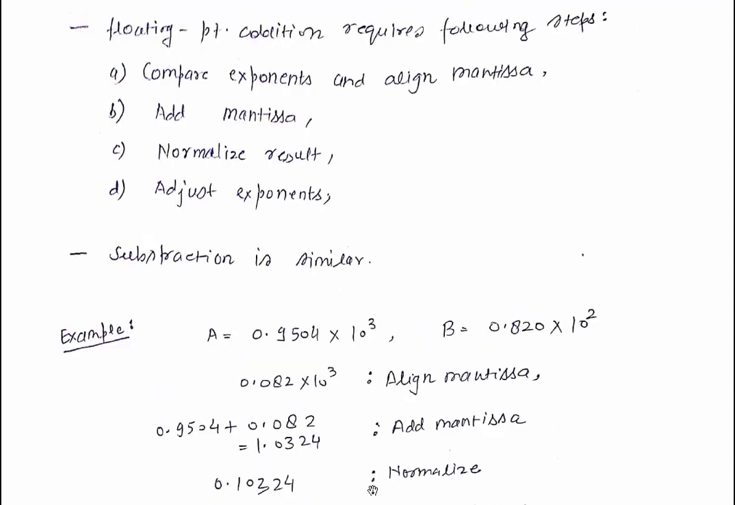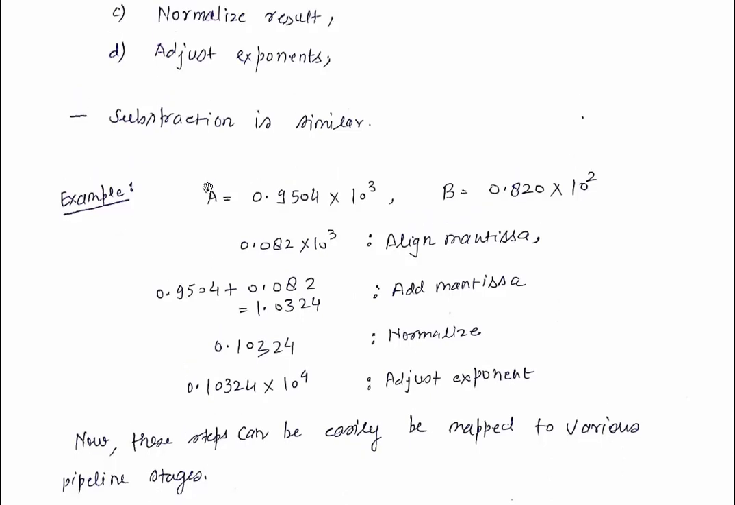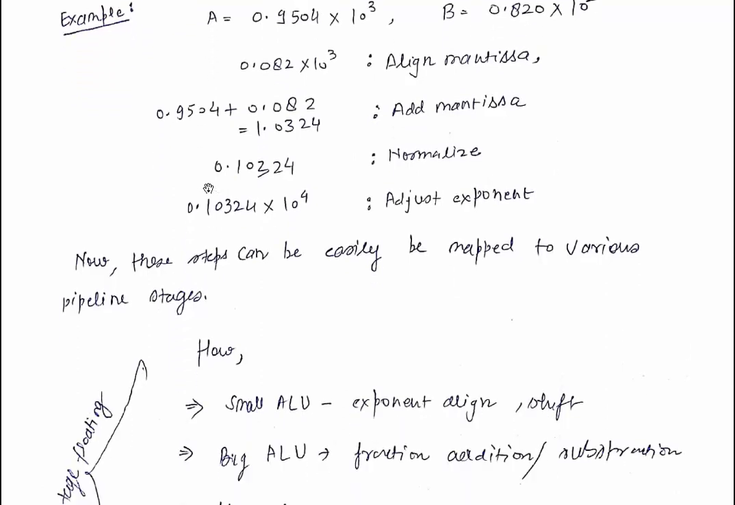So basically, these are the four steps you need to perform: compare exponent and align mantissa, so exponent comparison plus mantissa alignment is the first step. Then mantissa addition, after that normalizing, and then exponent adjustment. Now all four of these steps can be easily mapped to various pipeline stages, and subtraction is almost similar to addition. So we have to see how these four steps can be mapped to various pipeline stages.